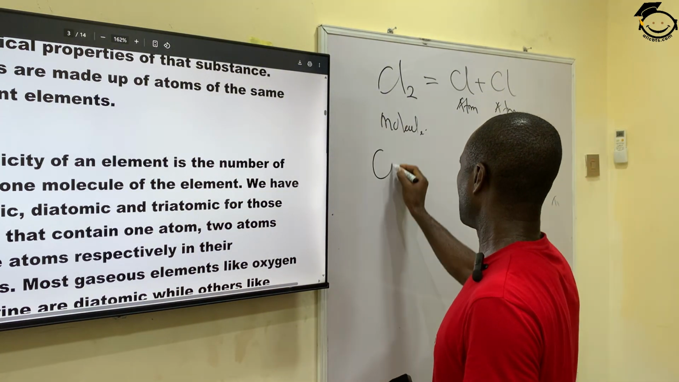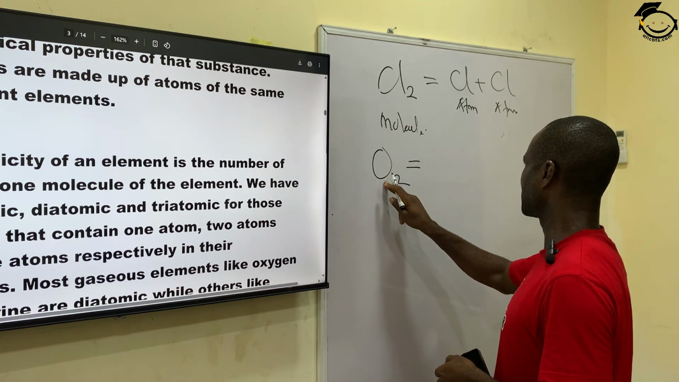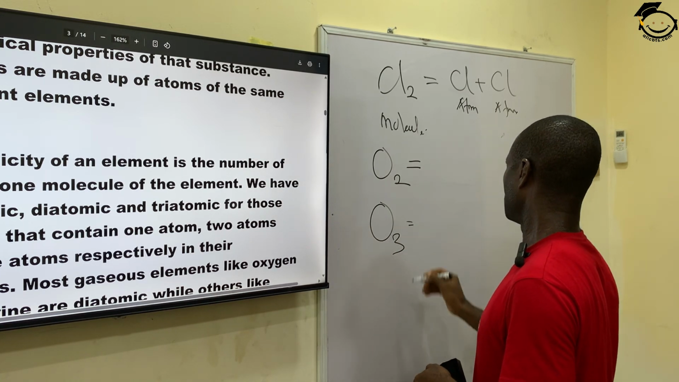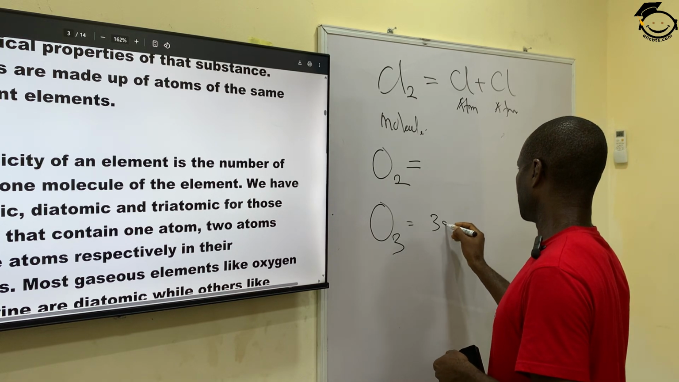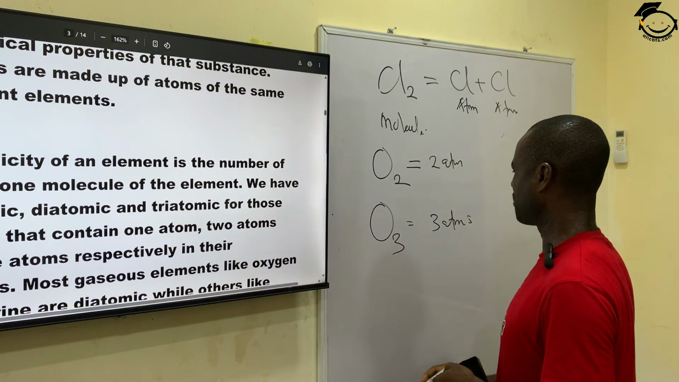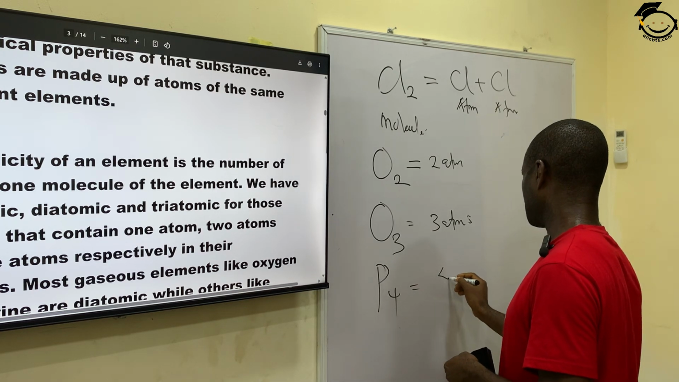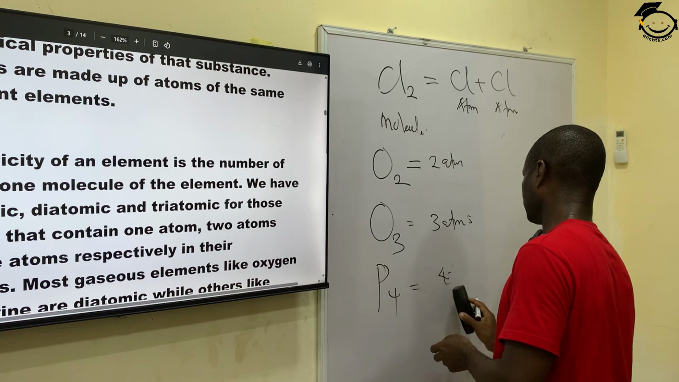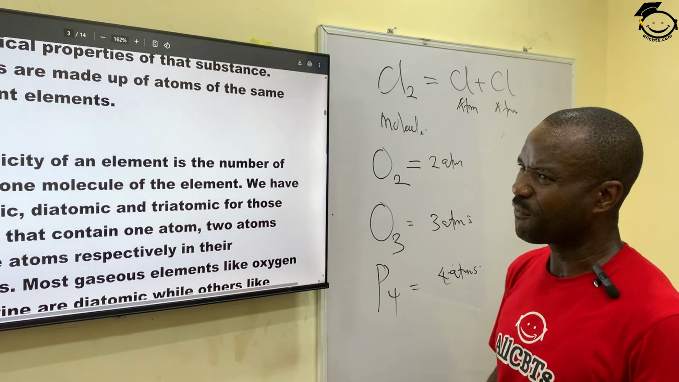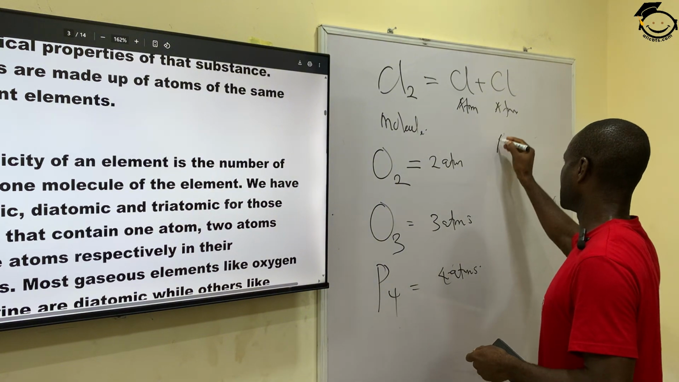We can have another example like oxygen. This is a molecule of oxygen. So the atomicity of oxygen here is 2. We can have another one like O3, which is ozone, made up of 3 atoms of oxygen. Then we have another like P4. This is phosphorus. This one gives you 4 atoms. So the number of atoms present in a molecule is what we call atomicity.